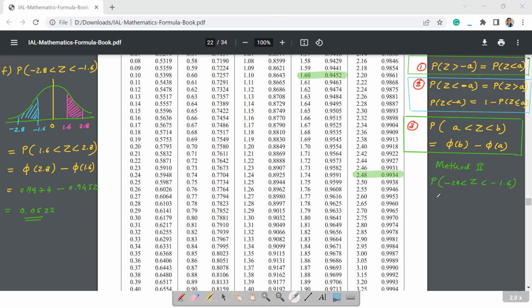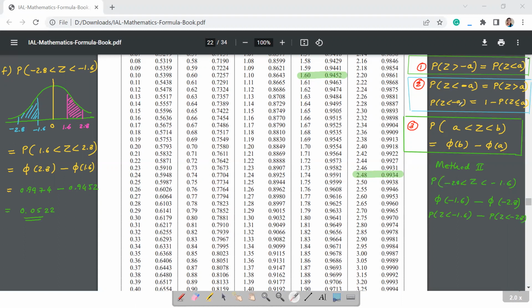So this is actually equal to, you know how it works, right? So this is going to be phi of minus 1.6 minus phi of minus 2.8, according to this rule. Now I'm not drawing the graph. I'm trying to go directly. So phi of minus 1.6 means the probability Z is less than minus 1.6, and phi of minus 2.8 means the probability Z is less than minus 2.8.